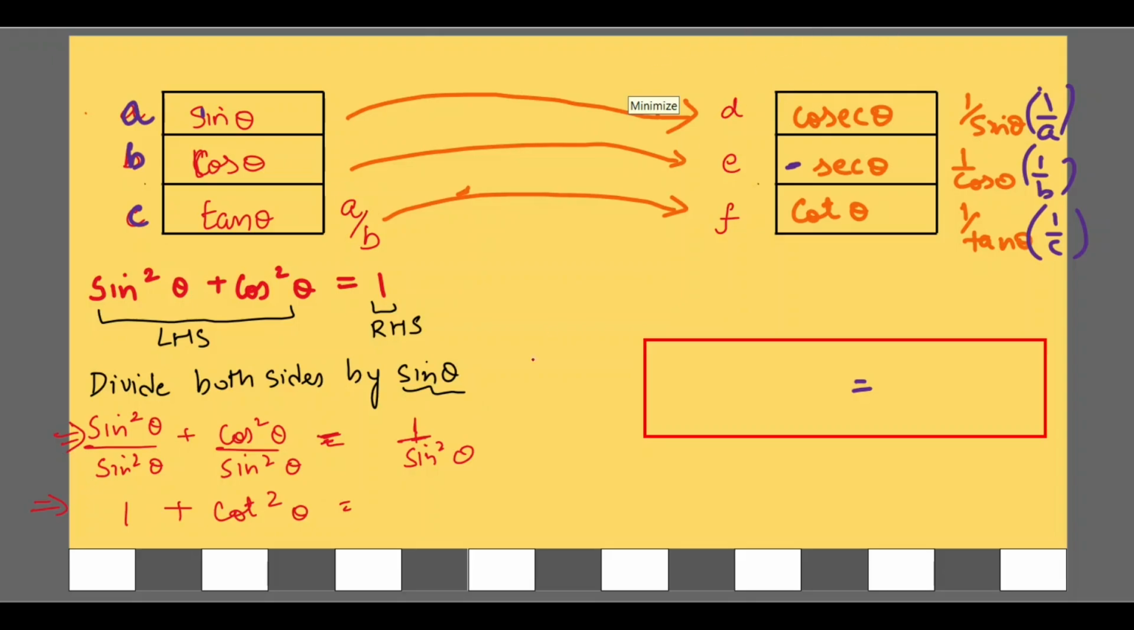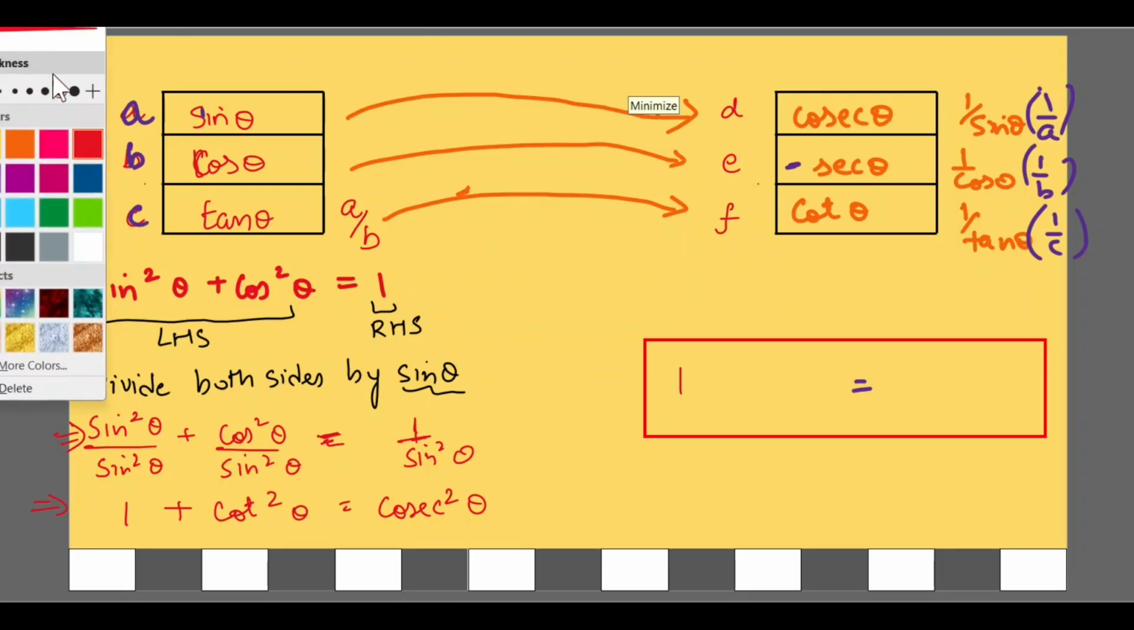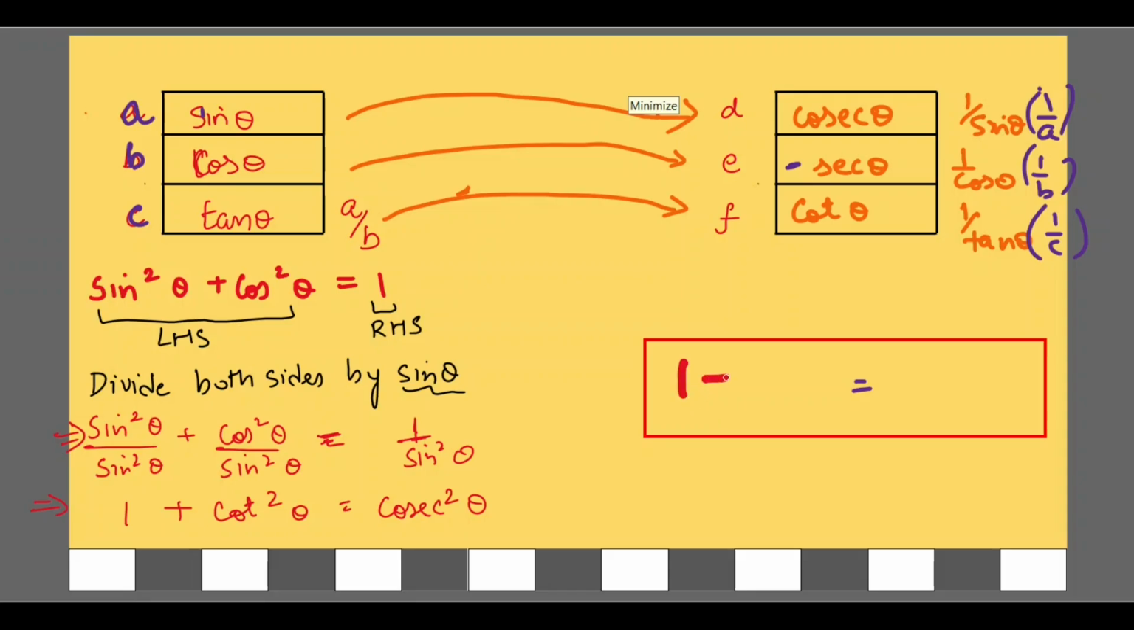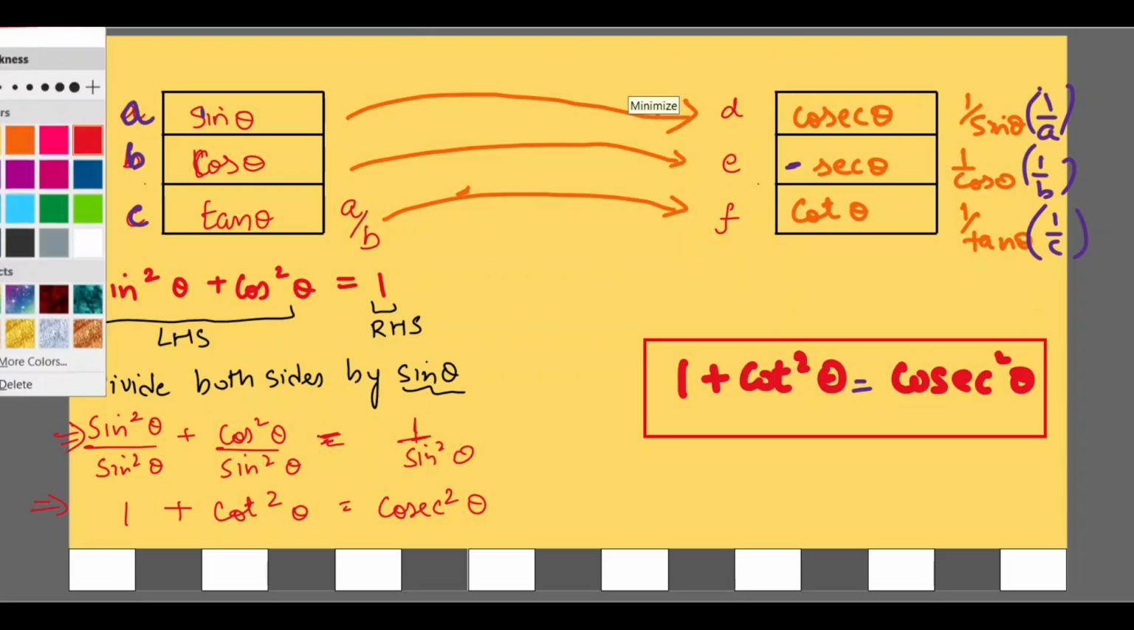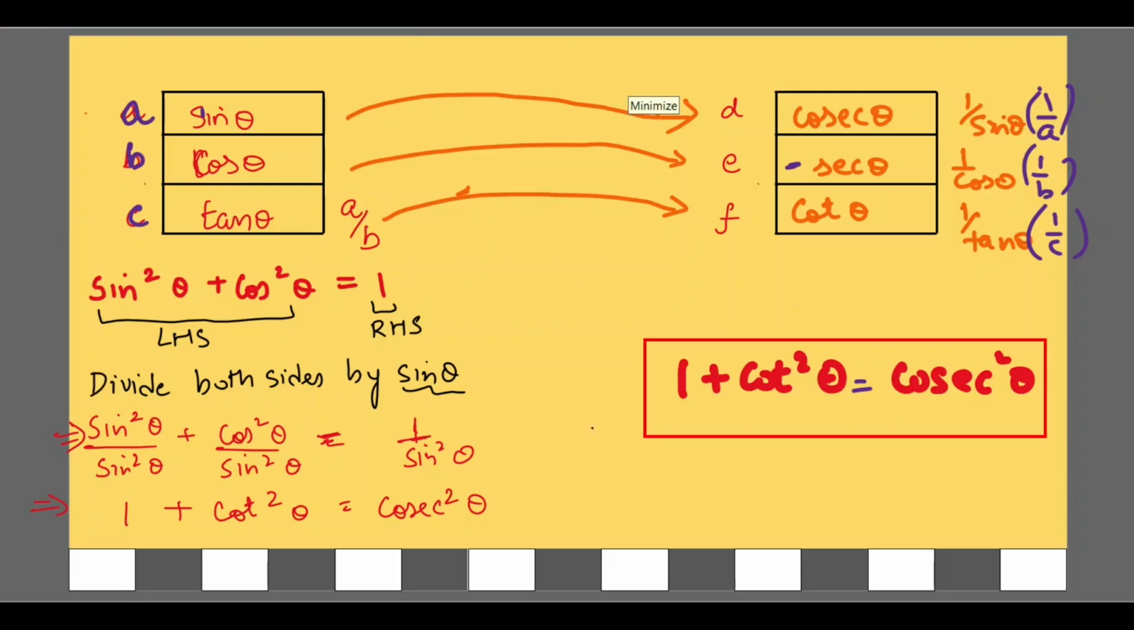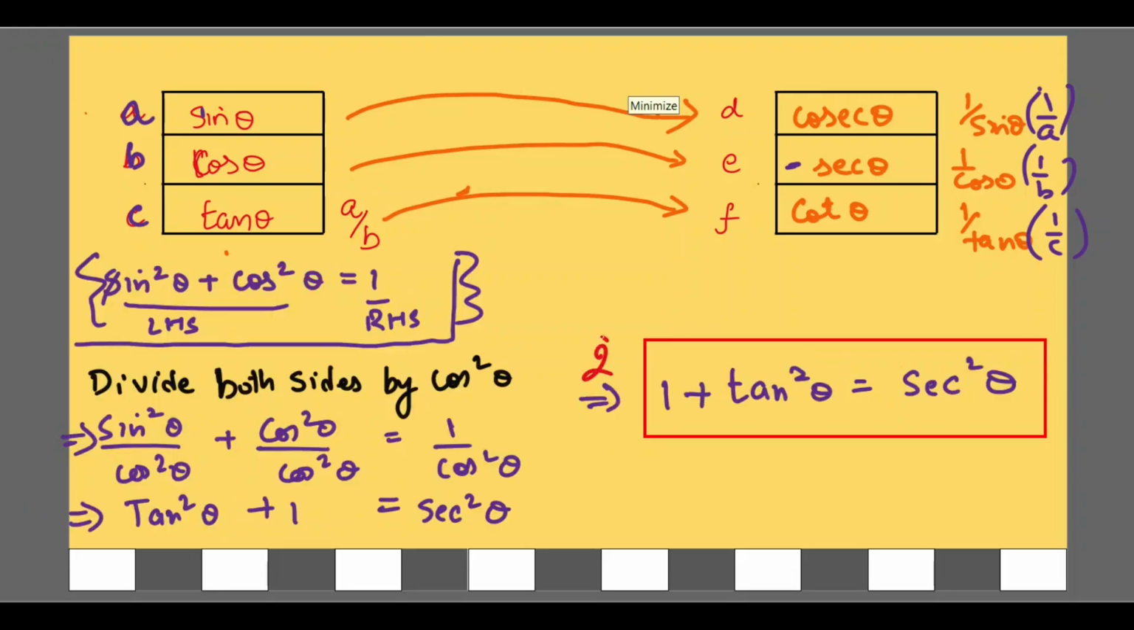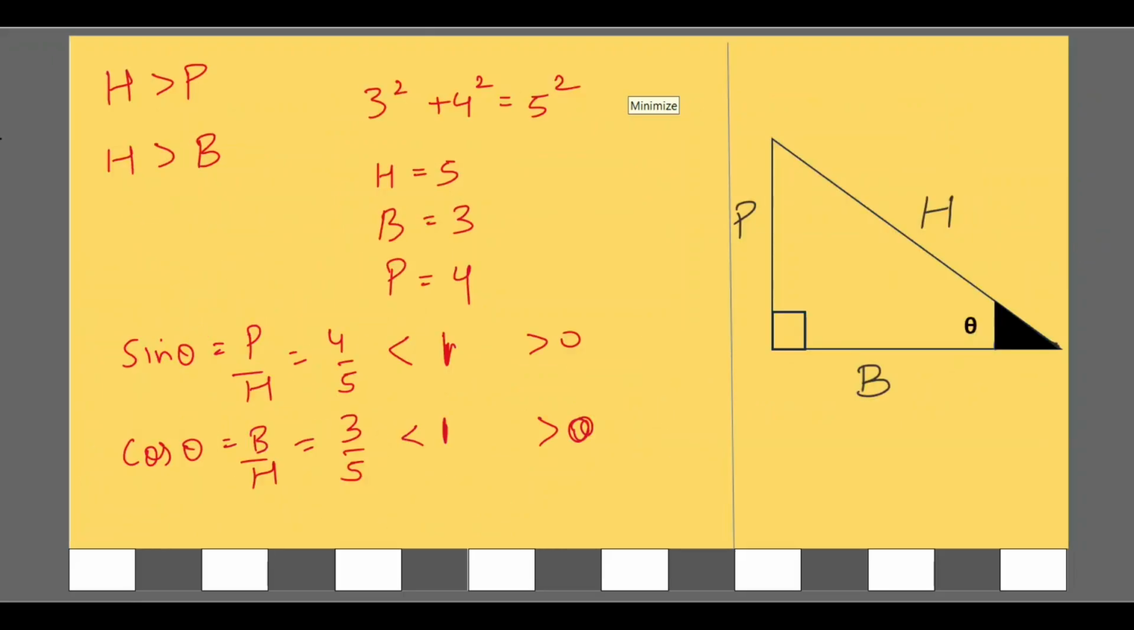If you go at D, it's cosecant. So you see, we derived another identity, which is 1 plus cot square theta is equal to cosecant square theta. So you see, I derived another identity from here. You can derive endless identities. This is 3, this is 2, and this is the mother of all identities, 1.